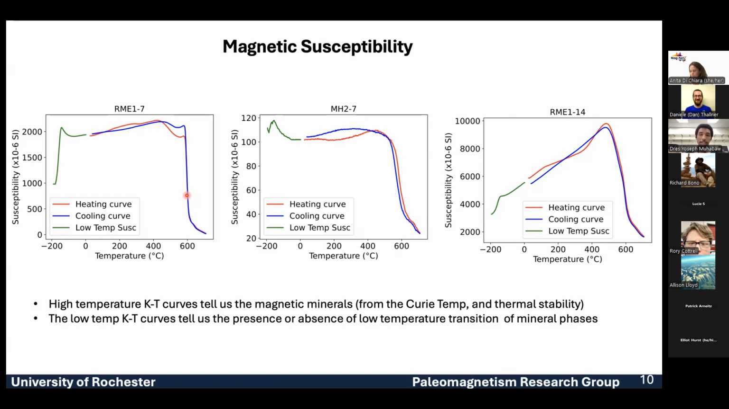So we're doing these experiments, one for identifying the magnetic minerals, and now the thermal stability of our samples. All these show dominantly a reversible nature. So we identify samples and go to the next step.